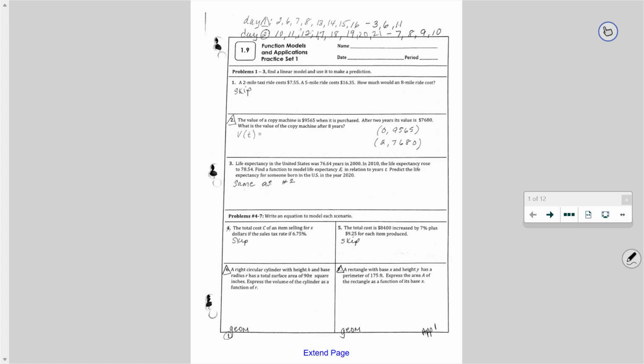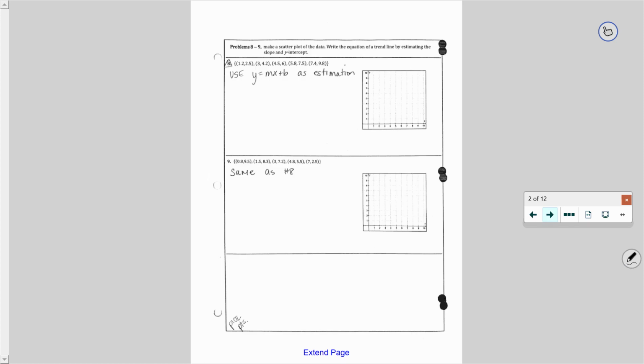All right, so then next page, 8. 8 was another y equals mx plus b one. So you might not have matched an answer exactly because you could have used 2 different points. All right, so again, you should have been close enough to that equation, right? Close enough to that equation.